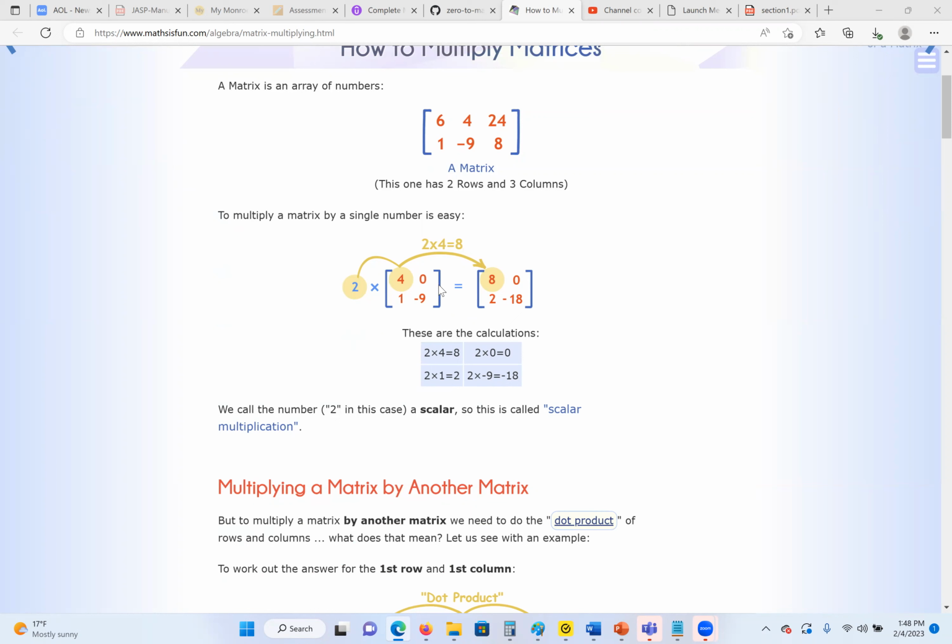So to multiply 2 by the matrix, we multiply 2 by 4, which gives us 8. Then we multiply 2 by 0, which gives us 0. Then 2 by 1, which gives us 2. Then 2 by -9, which gives us -18. So this will be our solution. The elements will be 8, 0, 2, -18. So again, to multiply a single value, or a scalar, by a matrix, you just have to multiply the value by all the elements in the matrix.